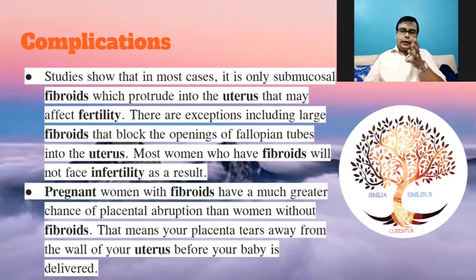Now, pregnant women with fibroids have a greater chance of placental abruption than women without fibroids. What is placental abruption? During pregnancy, the placenta is placed in the uterus itself, and at certain times there is a rupture in the placenta which causes bleeding, that is threatening abortion, which is a major issue whenever a patient has a fibroid.